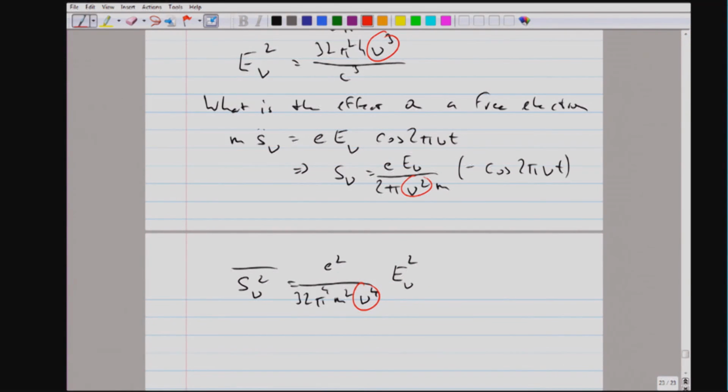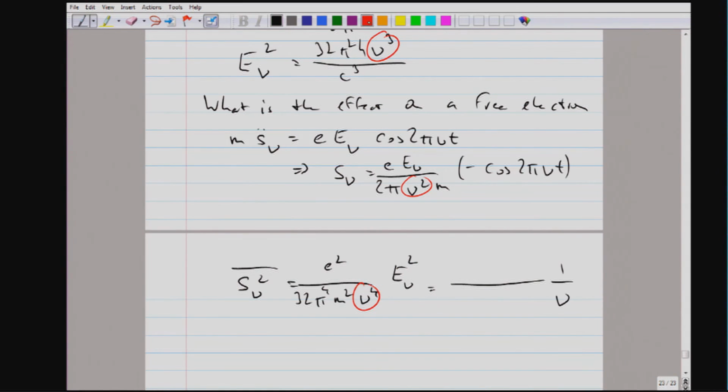In the equation at the top, we had an expression for the spectral density of the electric field E square, which goes as nu cube. So that means now that the spectral density of the motion of the electron, S nu square, goes as 1 over nu. And yeah, E square h bar pi square m square E cube.